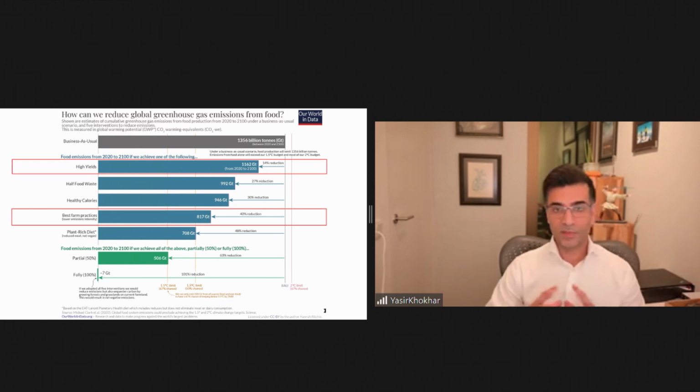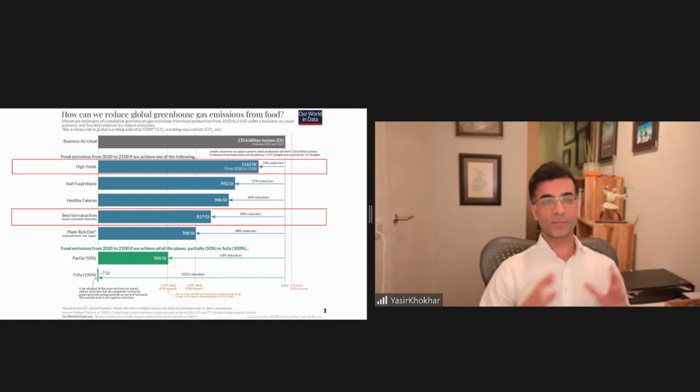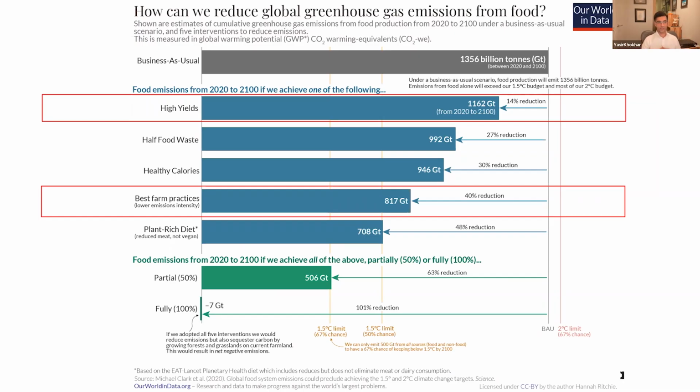And this is a little bit of a busy chart, but in general, I want to point your attention to two things that I believe are really interesting to look at. The first is we can achieve a 14% reduction in greenhouse gas emissions from food if we get towards higher yields. That sounds like pretty much a no-brainer. The other one is best practices on farm.